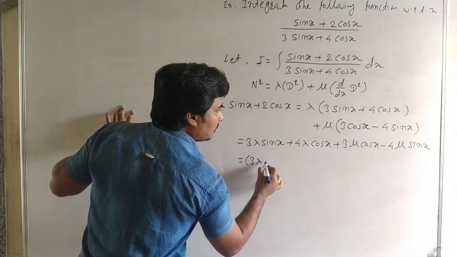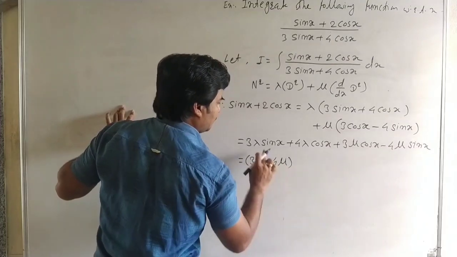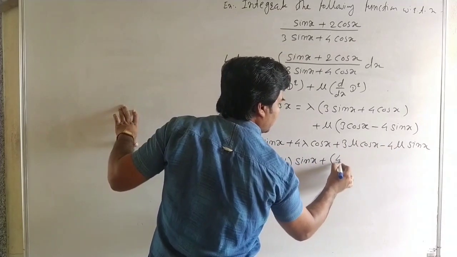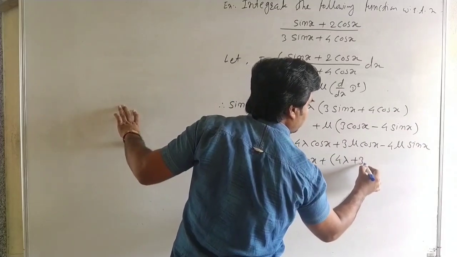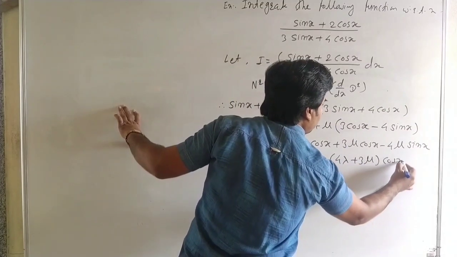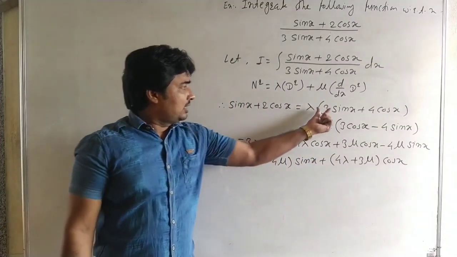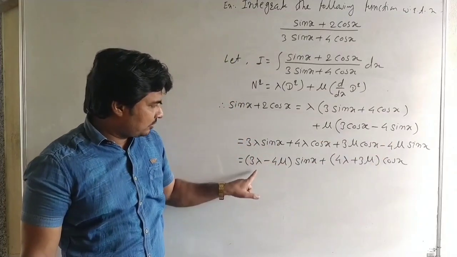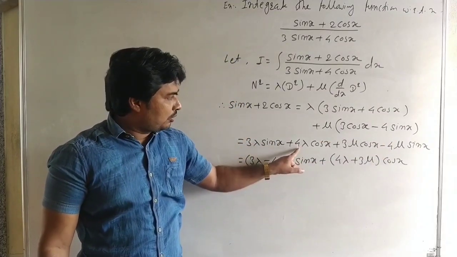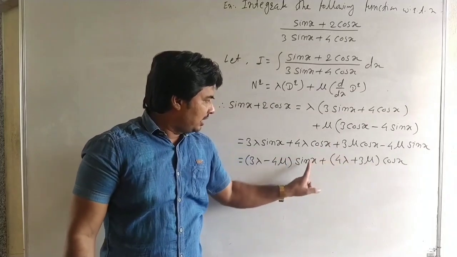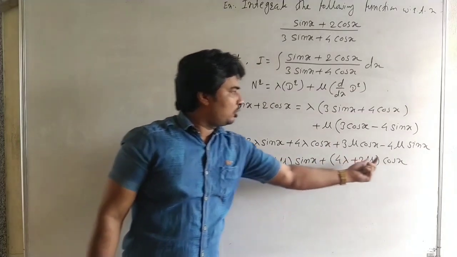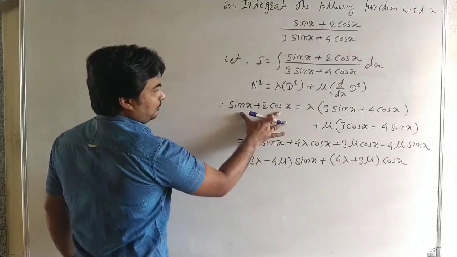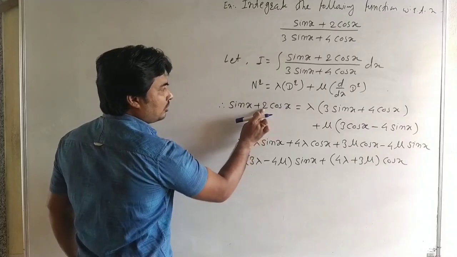3 lambda minus 4 mu sin x, plus 4 lambda plus 3 mu cos x. See carefully. Here on this side it is 3 lambda sin x minus 4 mu sin x. We can take sin x common: (3 lambda minus 4 mu). Here is the coefficient of sin x and here is the coefficient of cos x, and this is equal to this term. That means the coefficient of sin x and the coefficient of cos x.